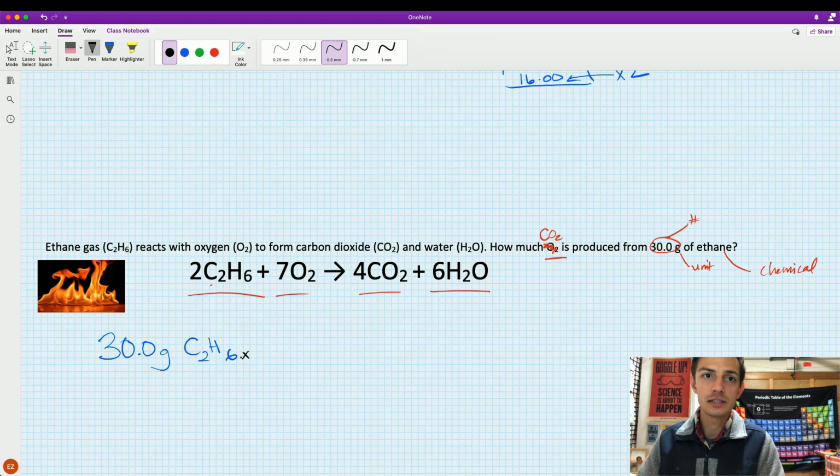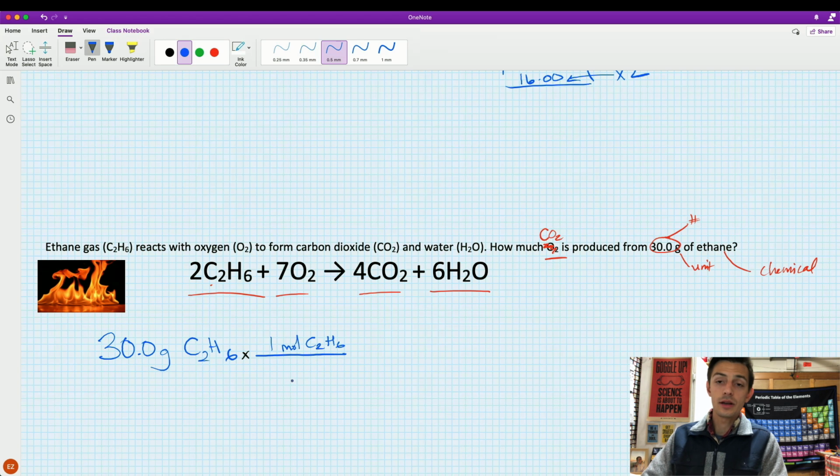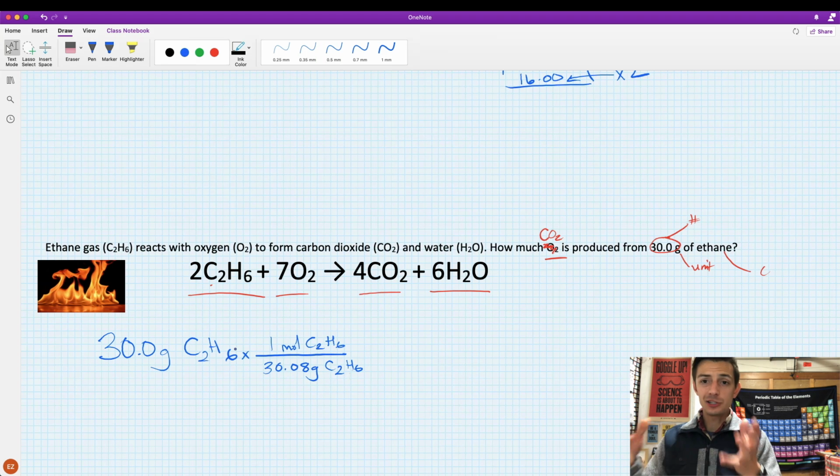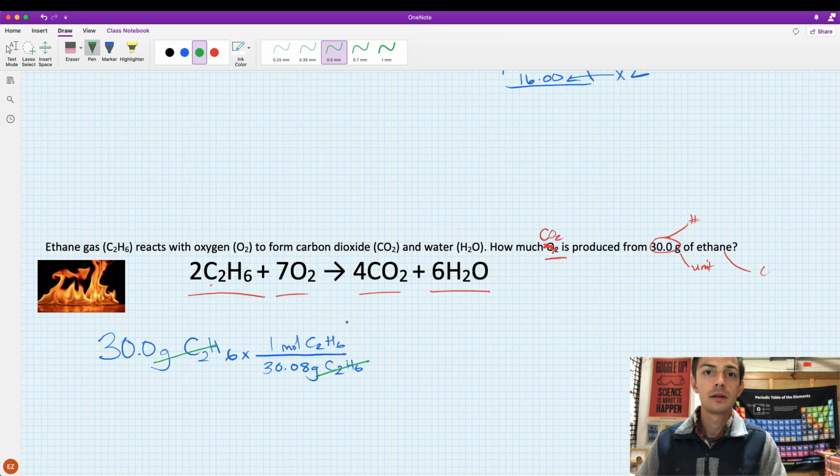So the first step is to do a molar mass conversion. So I'm going to go 1 mole of ethane, and then go get the molar mass, 30.08 grams. Okay, so now I just convert from grams to moles. Now I want to go from moles of this substance to moles of my target substance, which is carbon dioxide.